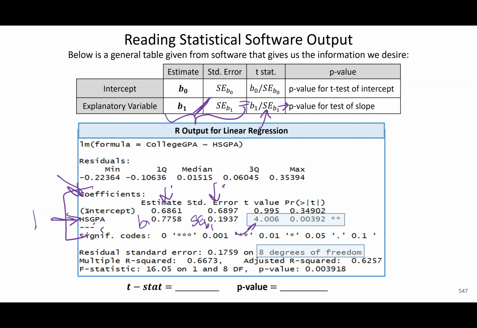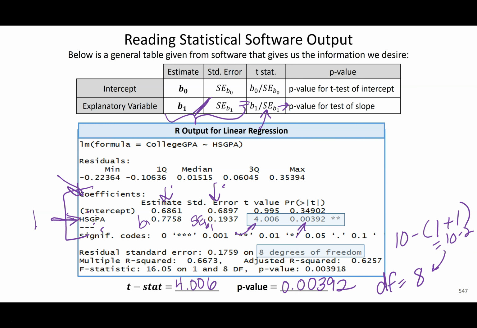My t statistic here is 4.006. My p-value is 0.00392. So the p-value is pretty small. My degrees of freedom were equal to 8, so remember, 10 minus, I had one explanatory variable, plus 1, is just 10 minus 2, that's 8. What's also great is you can find it right there. R will calculate that for you.